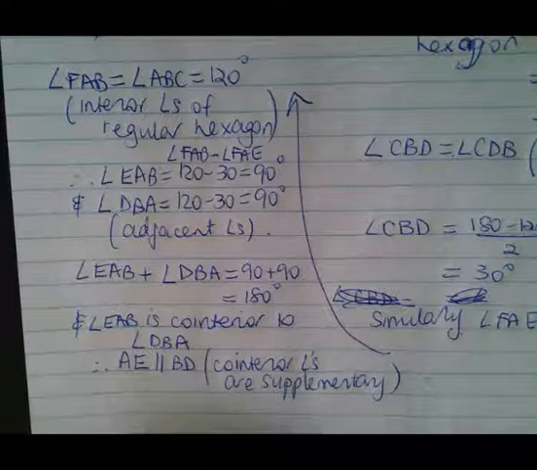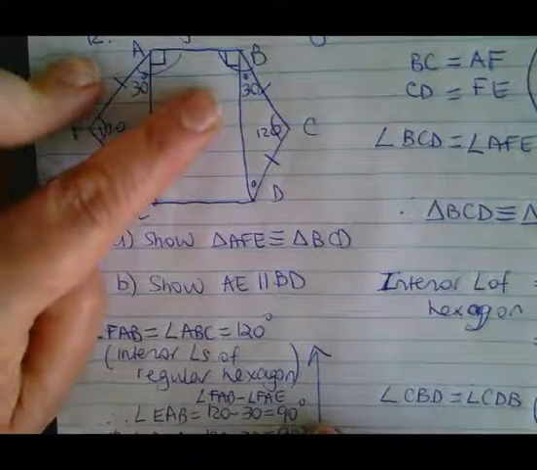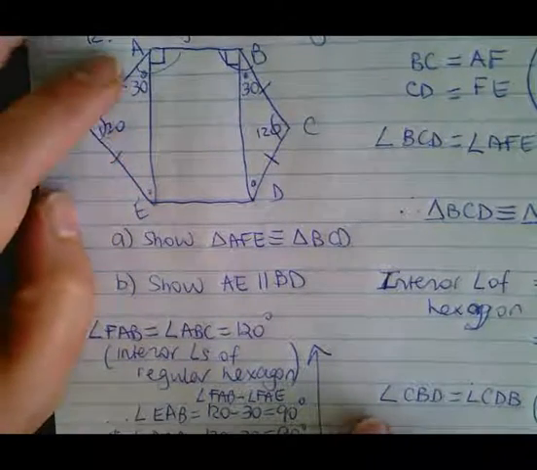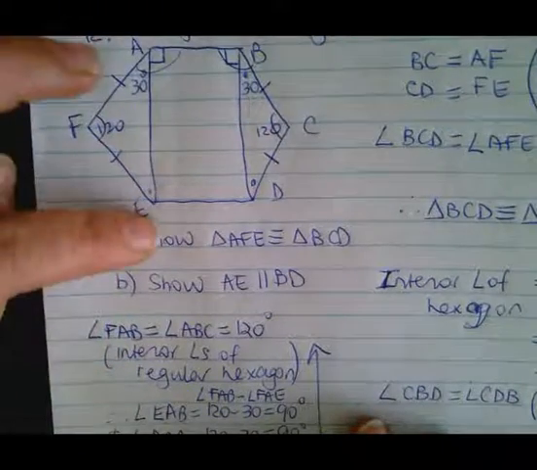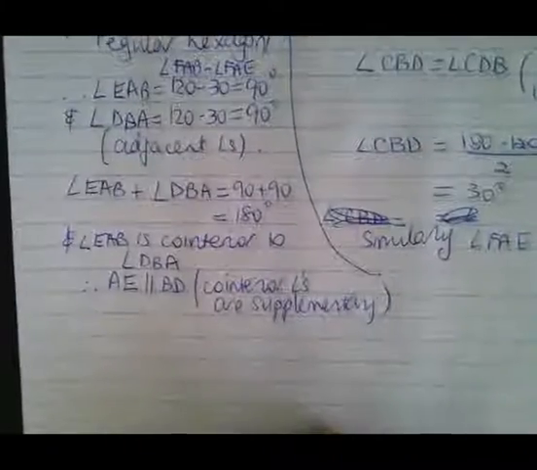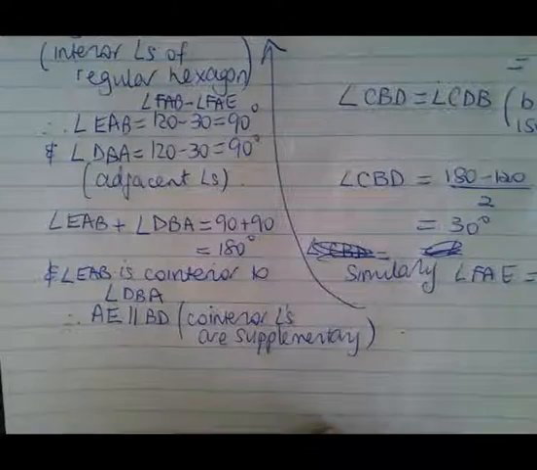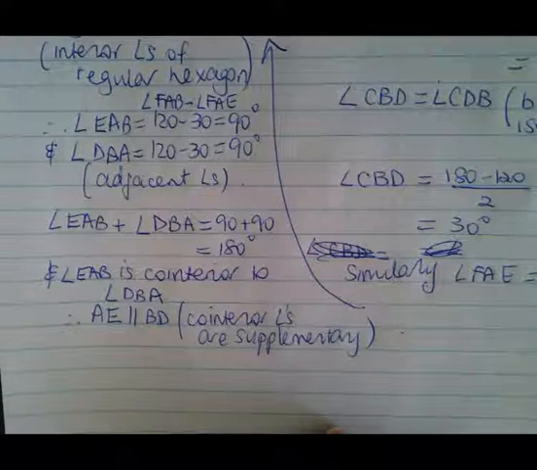There are 3 ways of proving parallel lines: corresponding angles are equal, co-interior angles are supplementary, or alternate angles are equal. I can't do corresponding angles there, and I can't do alternate angles here either. So the only way I can prove it is by proving that co-interior angles are supplementary. Remember, there are 3 ways to prove parallel lines.